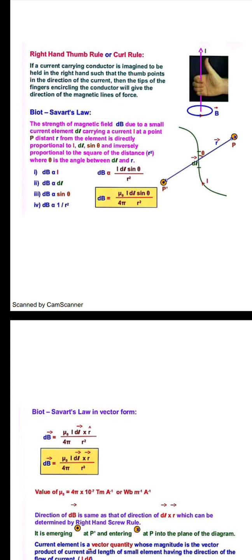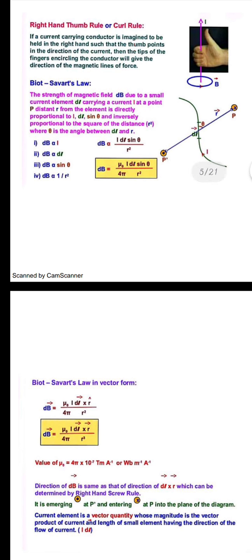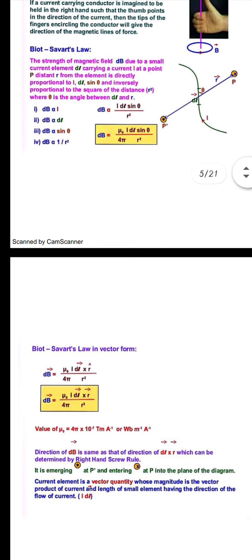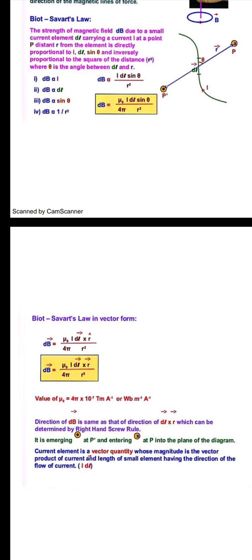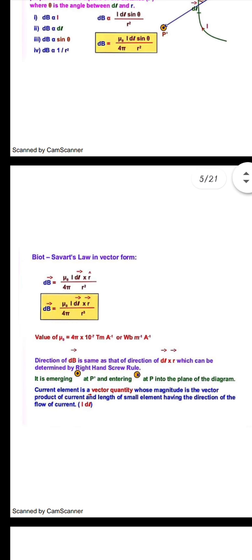So dB is equal to mu naught upon 4 pi, I dl sin theta upon r square. This is in scalar form, and if you take the vector form, sin theta can be written as a cross product of I dl and r, and at the bottom it will be given by r cube. So this is the vector form of the Biot-Savart law.